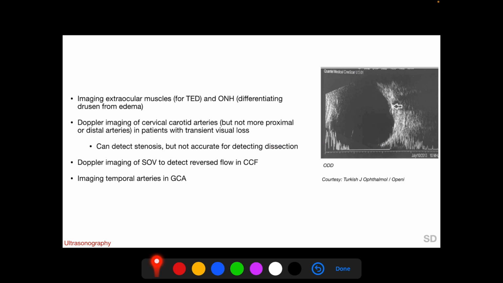Doppler imaging of the superior ophthalmic vein can be done to detect reversed flow in the superior ophthalmic vein in carotid cavernous fistula. And we can also image temporal arteries to diagnose giant cell arteritis with ultrasonography.